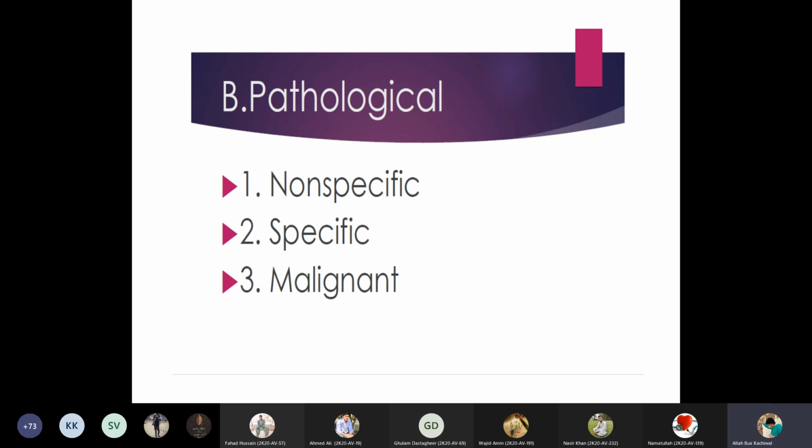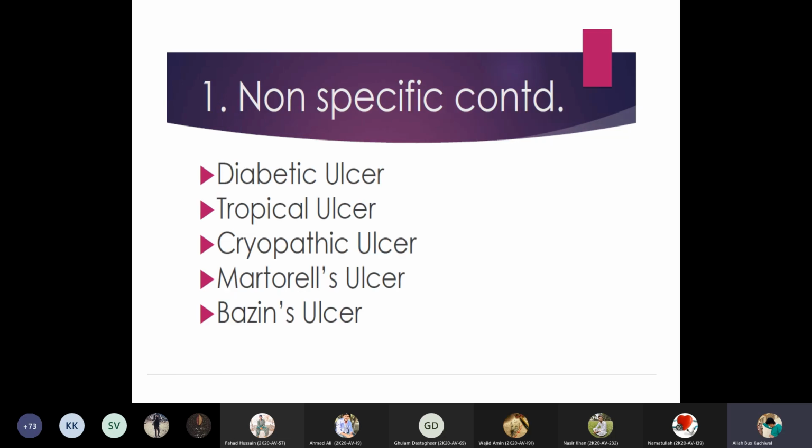So pathologically, ulcers may be non-specific, specific, or malignant. These are the three pathological types of ulcers. The non-specific ulcers include the diabetic ulcer, tropical ulcer, idiopathic ulcer, Martorell ulcer, or Bazin's ulcer. These are the five types that come under non-specific ulcers.